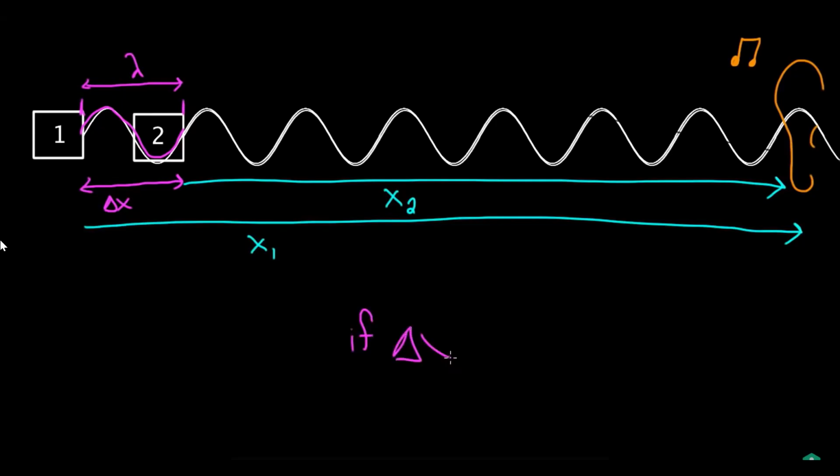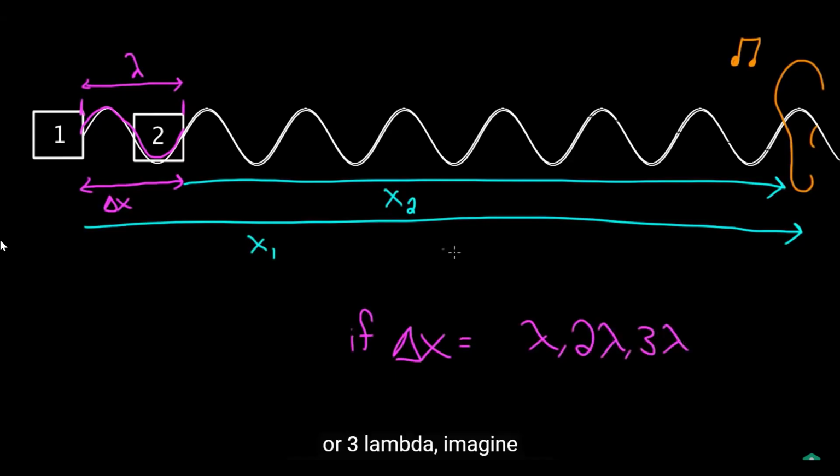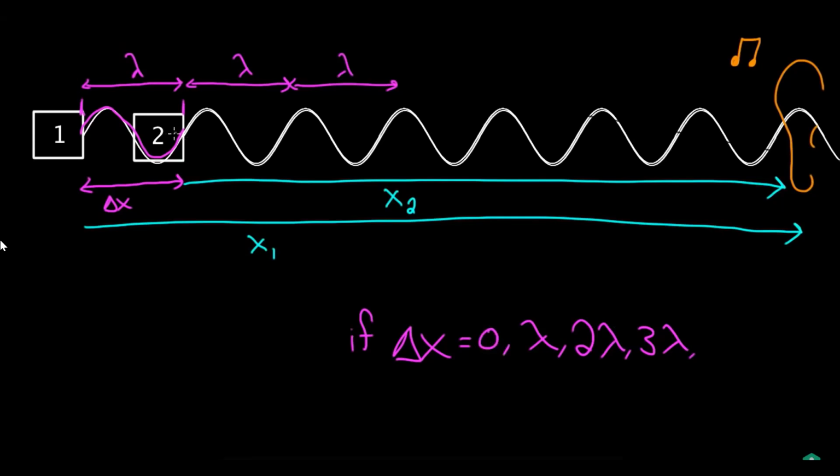If delta x, the path length difference, was lambda, or it turns out 2 lambda will work, or 3 lambda. Imagine moving the second speaker one more whole wavelength. Well, you'd be perfectly back in phase again because you'd align back up perfectly, or 3 whole wavelengths. Again, perfectly in phase. Any integer wavelength, including 0, because 0 is just the case where the speaker was right next to speaker 1, where these two speakers were lined up right next to each other. You'll get constructive interference. The waves line up perfectly, it's going to be constructive.